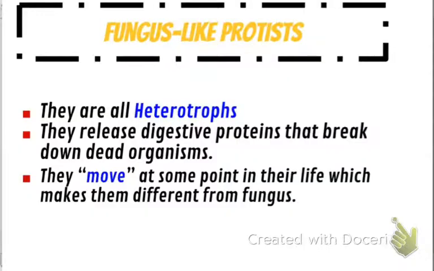Our last category of protists are fungus-like protists. These are all going to be heterotrophs. So if we go back and think about what that means, heterotrophs are those that are going to eat their food. They can't make it, so they've got to eat it. Fungus-like protists also release digestive proteins that help break down dead organisms, called decomposers. They're not the only decomposers. Obviously, fungi in general, the kingdom of fungus, does that. And there's also bacteria that does that as well.